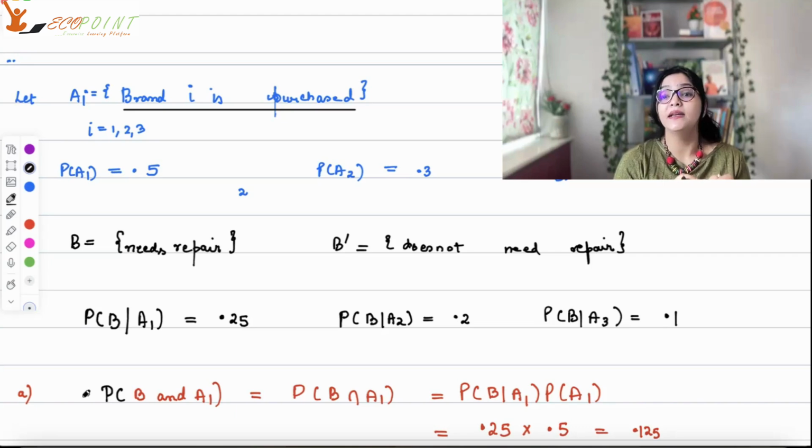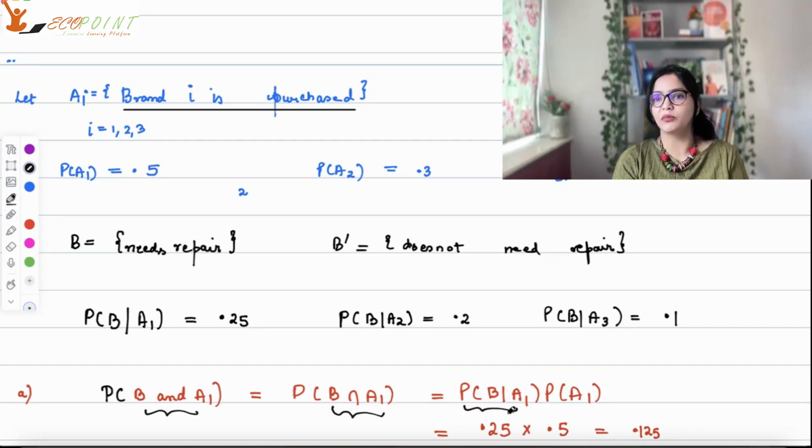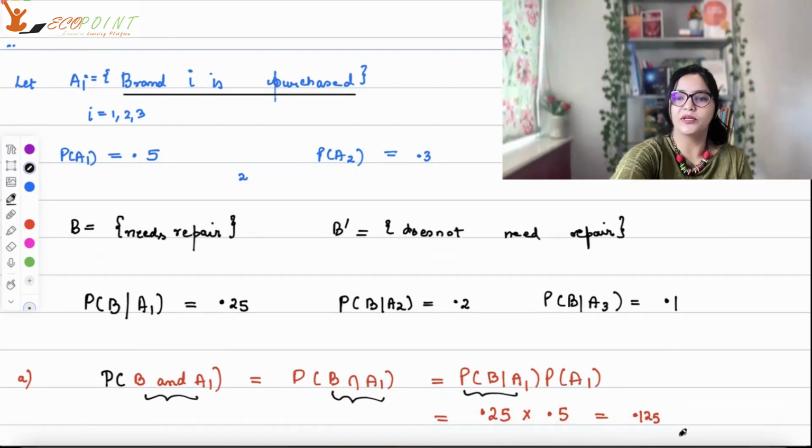So I need B and A1. That means B intersection A1, which is something that you can get from the multiplication rule because you have the conditional probability: 25% into 50, so that makes it 12.5% or 0.125.